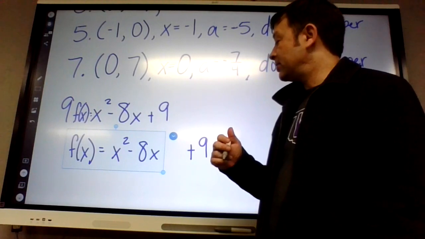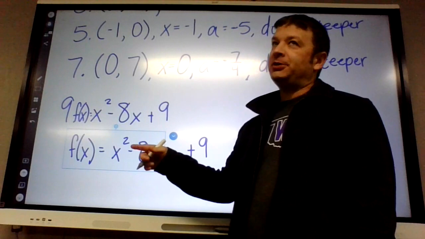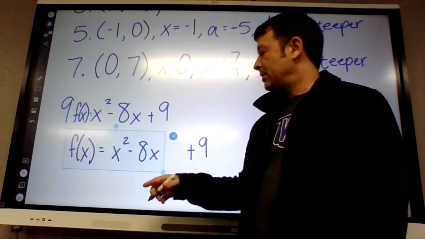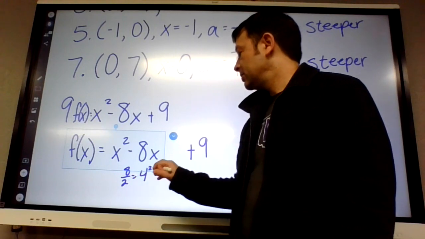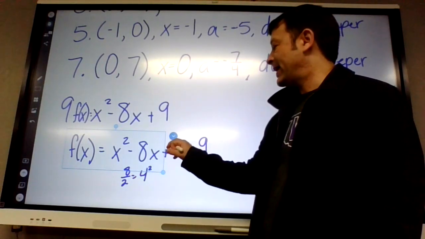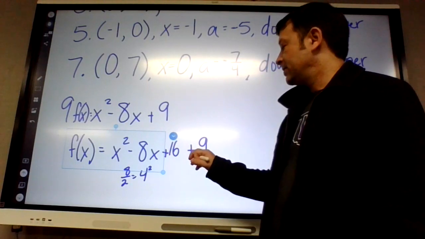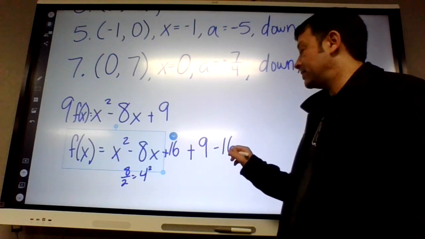So what's 8 divided by 2? 4. And what's 4 squared? 16. Okay, so what I'm going to do, this is a little bit different though. I'm going to add 16 over there, but to keep it equal, I'm going to subtract 16 right there.